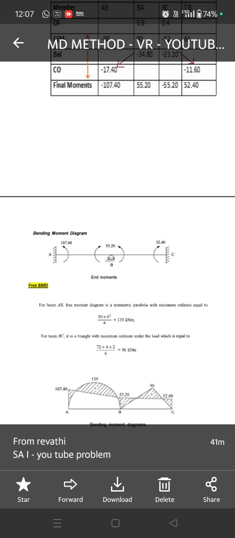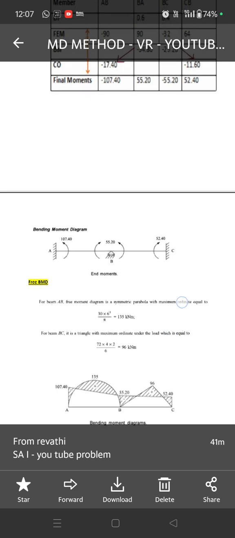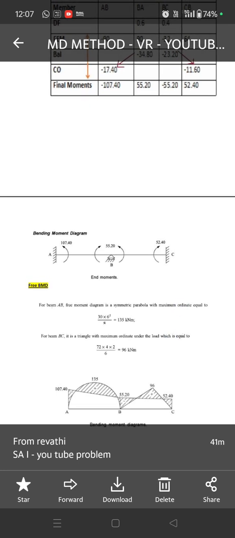Once the free bending moment value is calculated, the final bending moment diagram can be drawn. Okay, so this is the final bending moment diagram, where the end moments and the free bending moment, that is the simply supported bending moment, are incorporated.